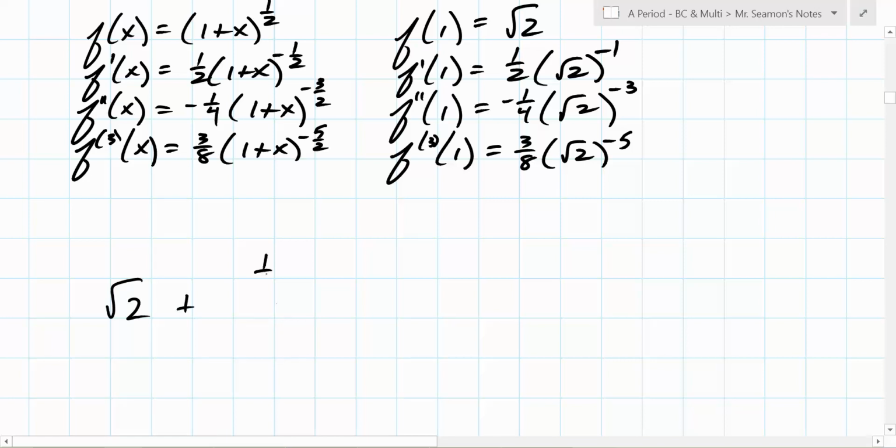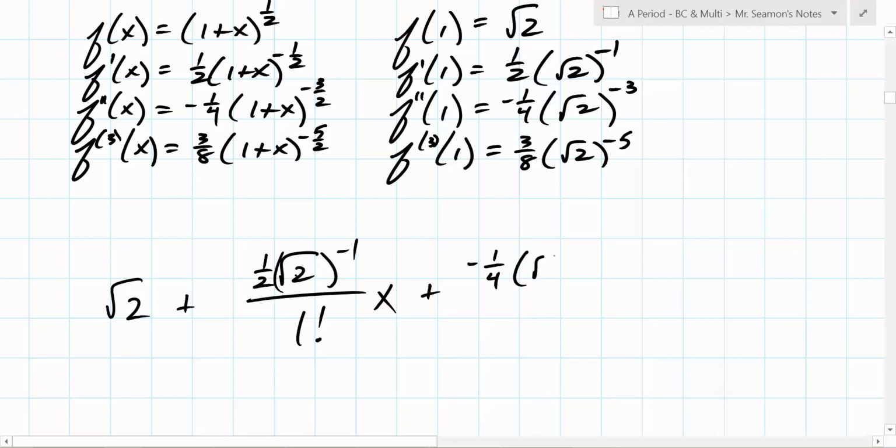The next one is going to be this term right here, all over what? 1 factorial x. What's the next term going to be, Umi? Which is? Nope, we just used that one. So it's going to be this one, root 2 to the what? Over. Times. Yeah. Oh, you caught it. Exactly.